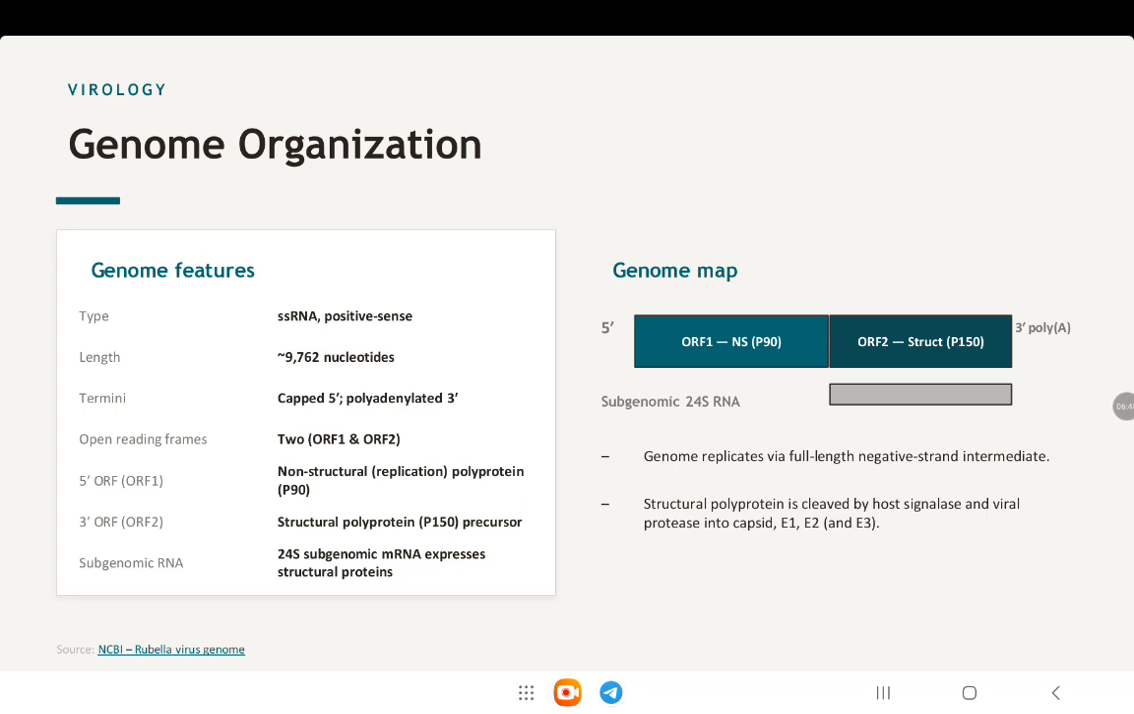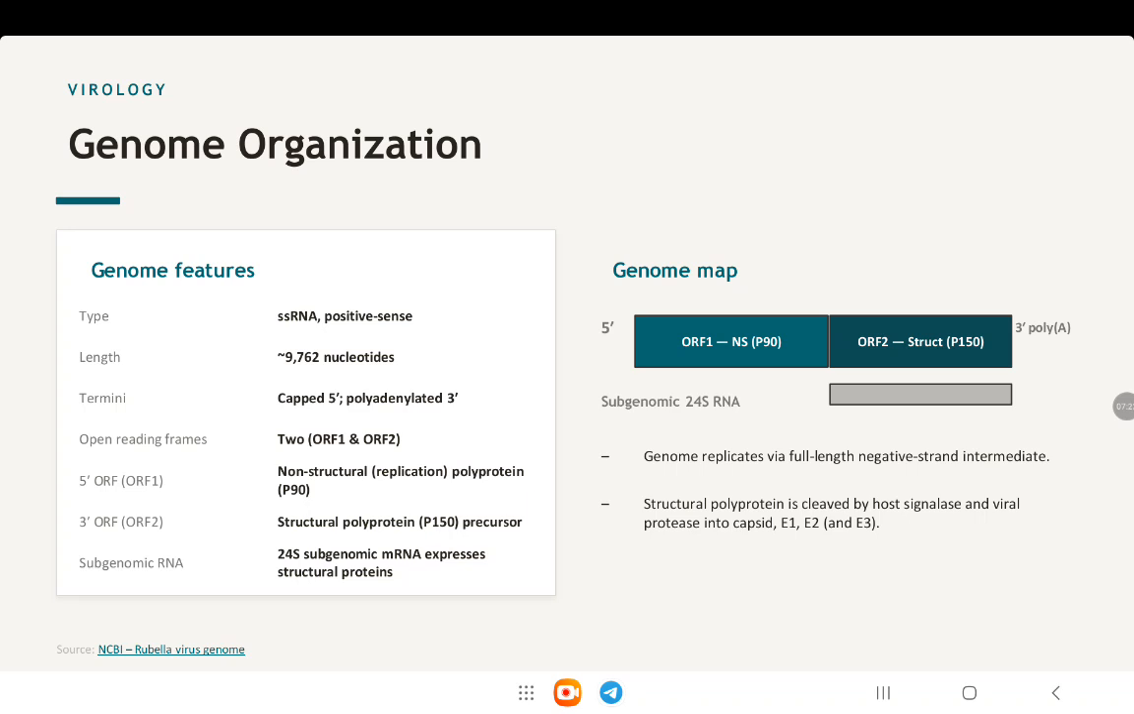It codes for a structural polyprotein called P110. This precursor protein is processed into the structural proteins of the virus, which produce a capsid protein C, which surrounds the viral RNA; envelope glycoprotein E2, which helps the virus to attach to the host cell; and then envelope glycoprotein E1, which mediates membrane fusion, and this is the major target for neutralizing antibody.